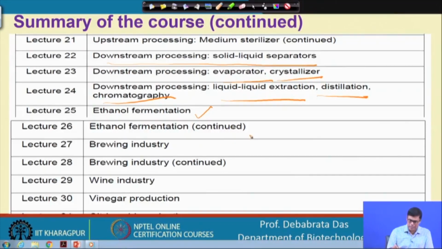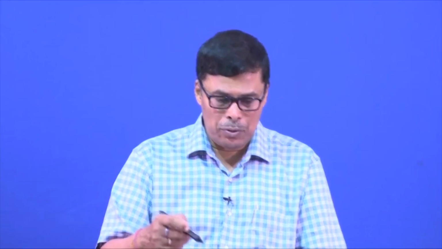Now, after this ethanol fermentation, which I discuss in 2 lectures, I switch over to the brewing industry. The brewing industry produces beer. 2 types of beer are marketed: one is ale beer and the other is lager beer. Mostly in India, we have lager beer. Lager beer is less bitter as compared to ale beer. For ale beer we require more hops, so it is more bitter. So, that brewing process we discuss.